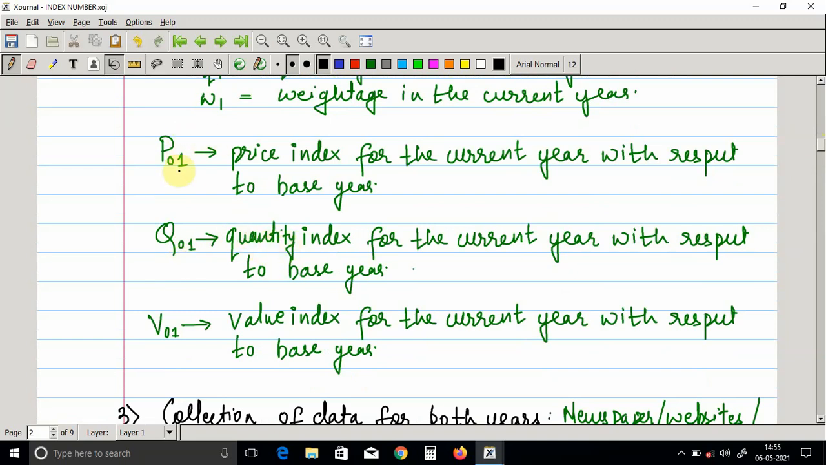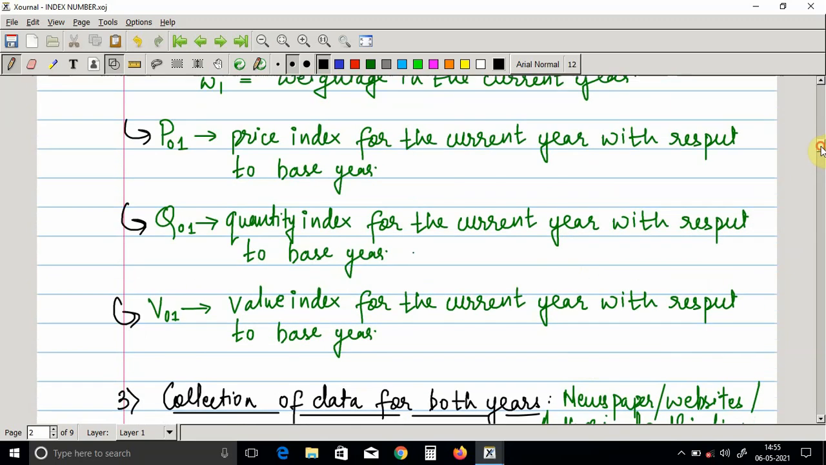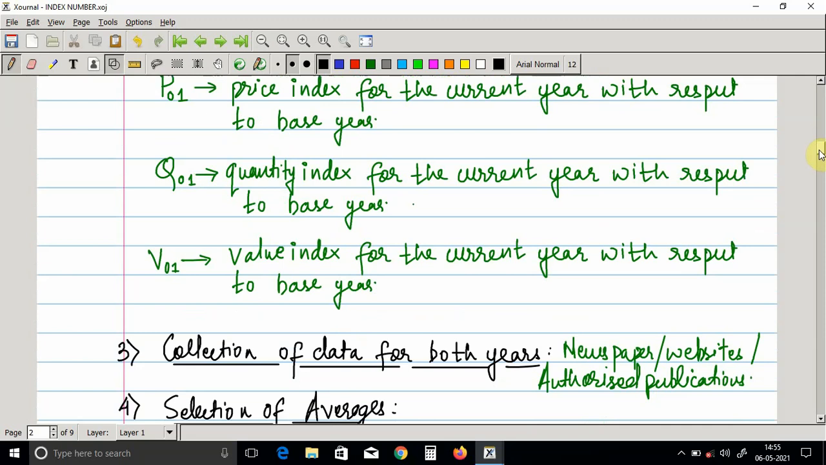So with the help of index numbers we can measure the changes in the price, quantity and the value of the commodity. So we have three kinds of index numbers: price index, quantity index, and the third one is value index. Still we don't know the formulas for the calculation of these three index numbers. The formulas will come in the upcoming topics.